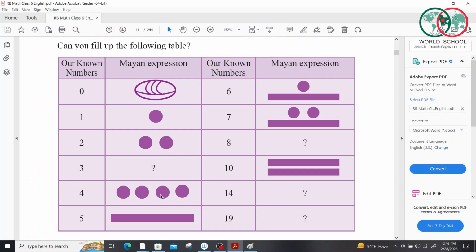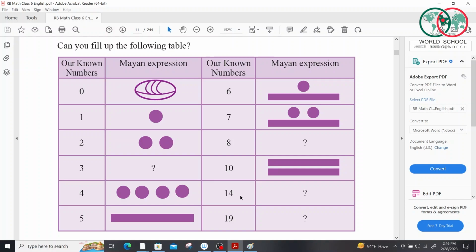For 4, 4 dots, and for 5 they used a straight line. For 6 they used a straight line and 1 dot, that means 6. For 7 it becomes a straight line and 2 dots. For 8 it will be a straight line and 3 dots. And for 10 it becomes 2 straight lines, because 5 plus 5 equals 10. So obviously it becomes 10.